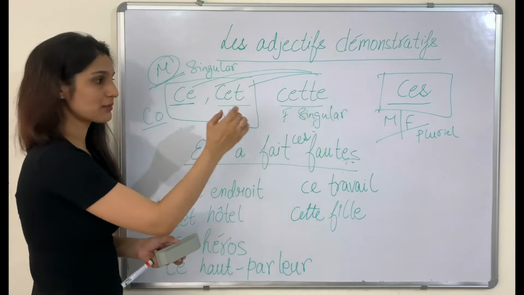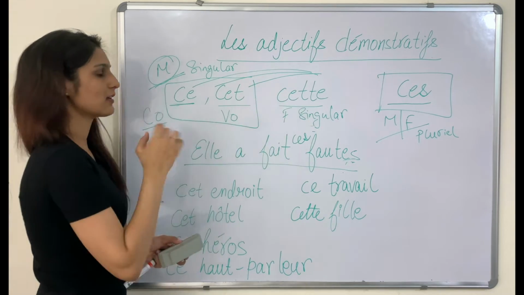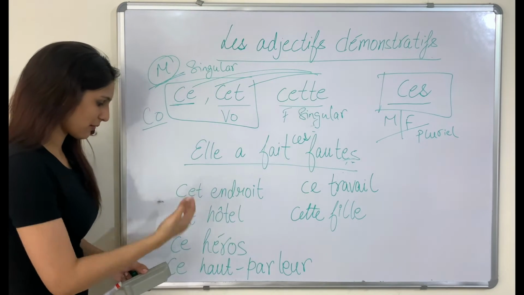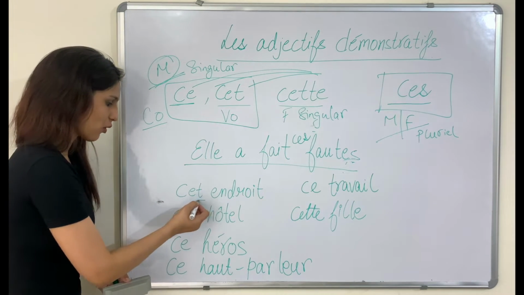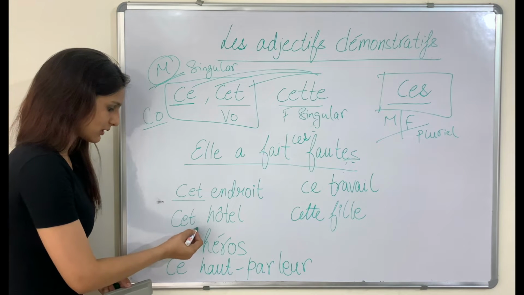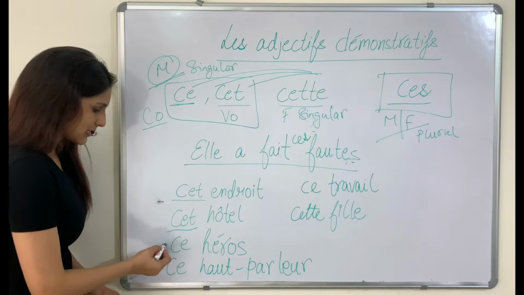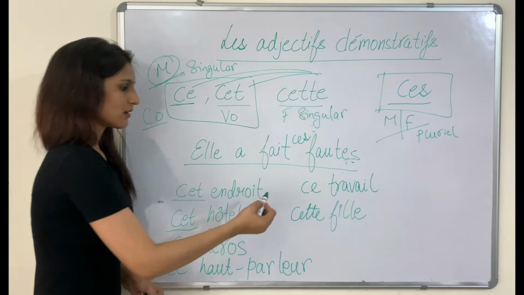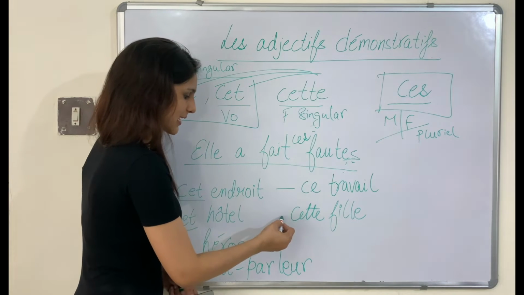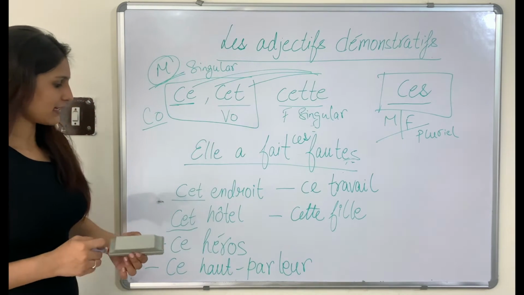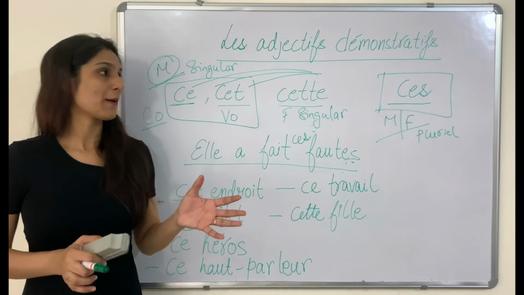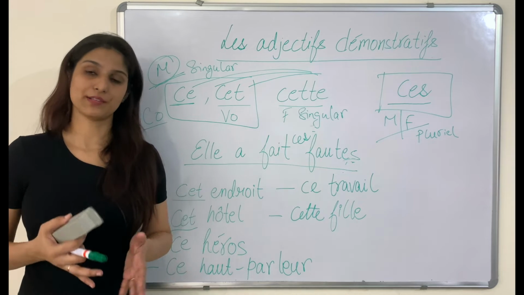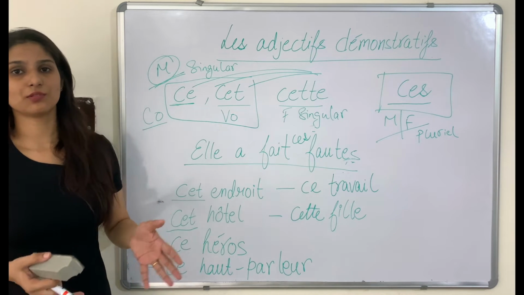There is no difference in the pronunciation of this cette and this cette. Both are the same. Ces, ce, cette, ces. Okay. Now some examples. Cet endroit, cet hôtel, ce héros, ce haut-parleur, ce travail, cette fille. Mind the examples. Now you must be very confident while using these demonstratives, whether the word is a masculine word or it is a feminine word, because this is going to give you the trouble.